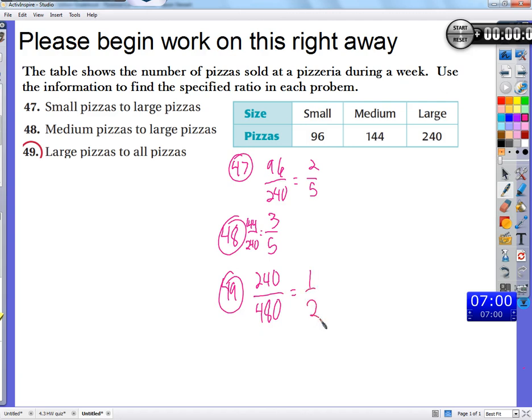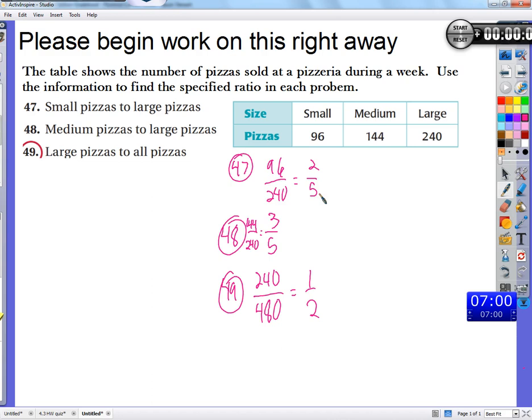So we can just compare two groups, make a ratio out of those. We can take one group and compare it to the whole group. We could even compare one group to the sum of these two groups. It's just a comparison of two numbers. So we're saying for every 5 large pizzas, there are 2 small pizzas. Or for every 2 small pizzas, there's 5 large pizzas.